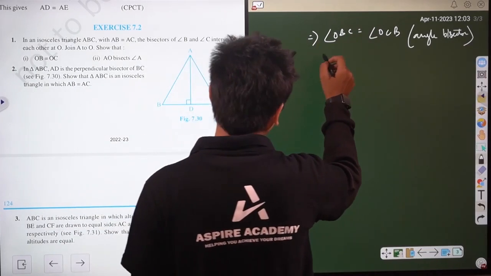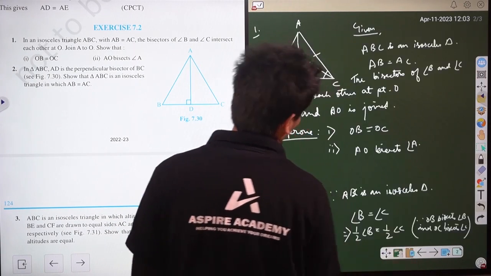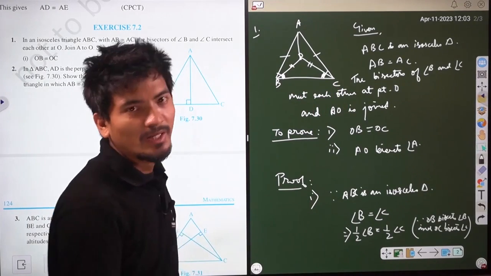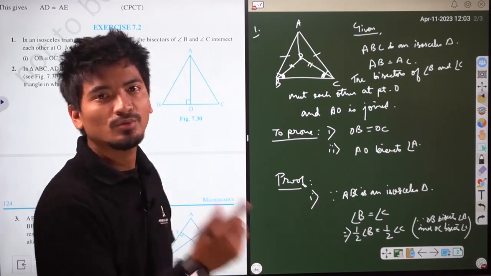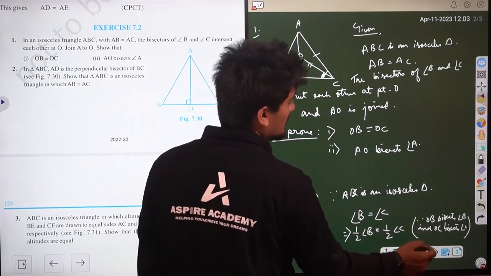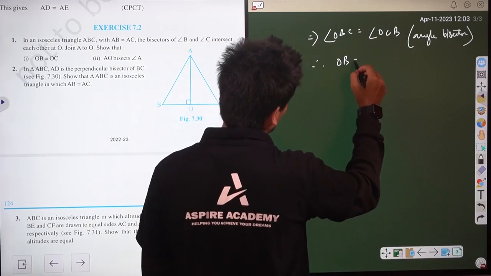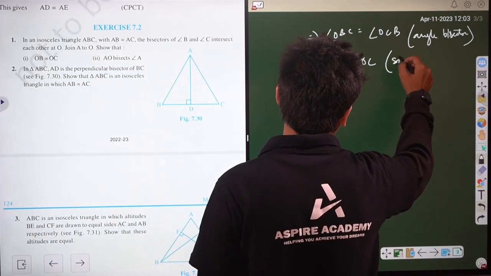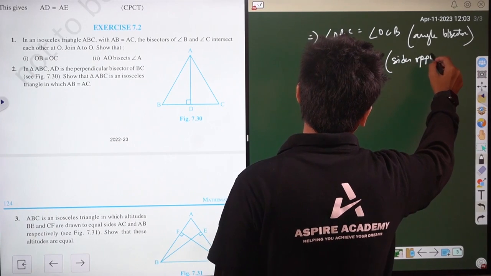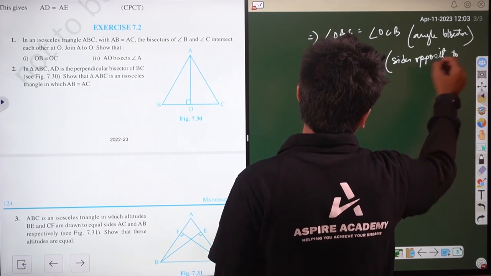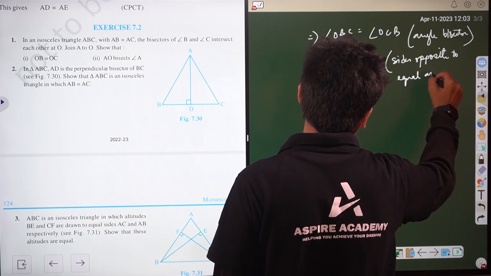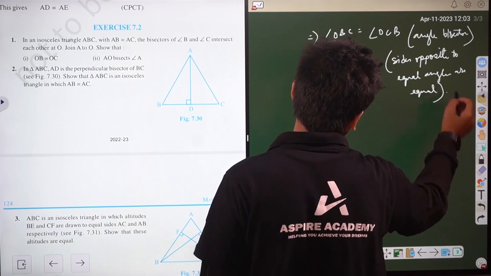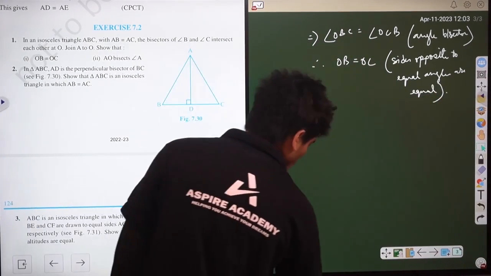So what we have got is that these two angles are equal. If the opposite angles of a triangle are equal, then their opposite sides are also equal. That means these two sides are also equal. Therefore OB is equal to OC. You can write here sides opposite to equal angles are equal.